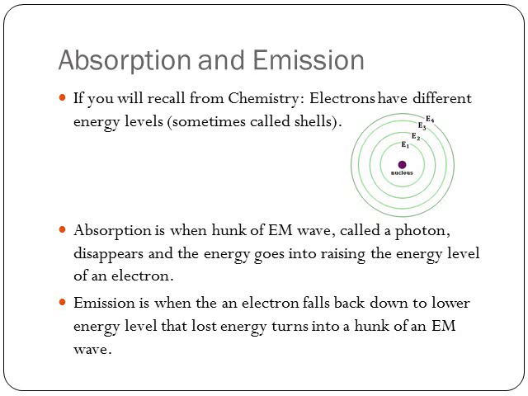Emission is the exact opposite. All electrons seek their lowest energy level possible, and so oftentimes if they ever get bumped up, they will eventually fall back down. And when they fall back down, they lose energy, and they give off that energy in the form of electromagnetic radiation. So it'll spit off an electromagnetic wave.